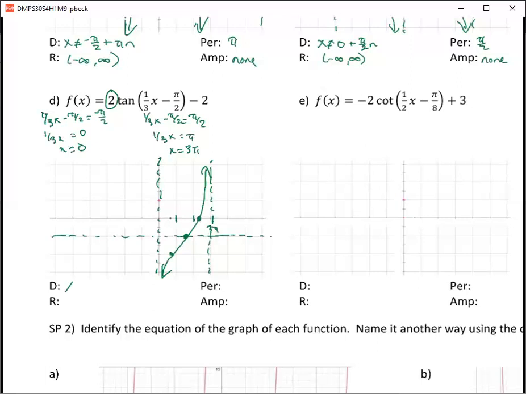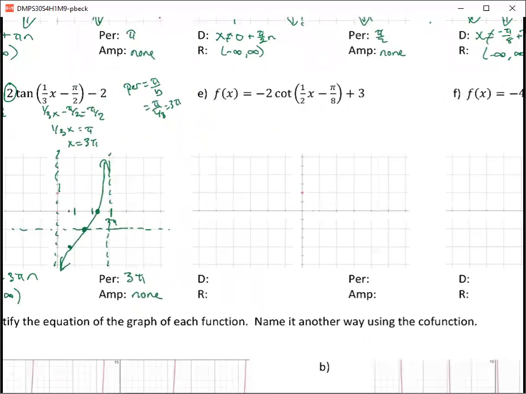So my domain, x is not allowed to equal 1 asymptote, which I'm going to say is 0. And then the distance to the next asymptote is 3 pi n. So my period's 3 pi for that reason. We could double check. Our period is going to be pi divided by the b value. So what's pi divided by 1/3? That is indeed 3 pi. And then range, negative infinity to infinity. And there is no amplitude for a tangent graph.